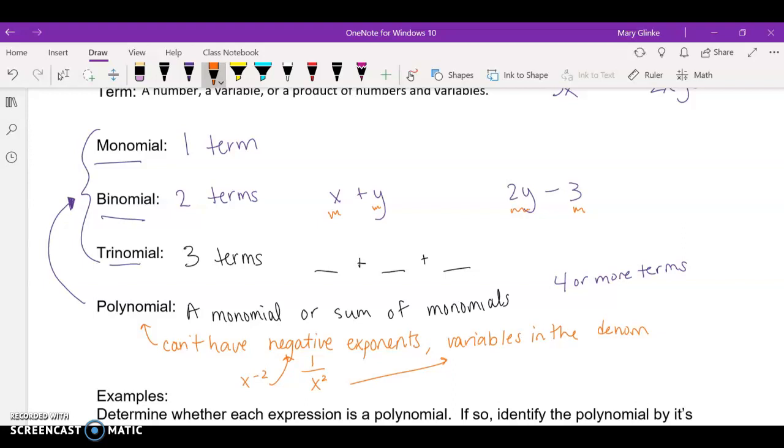In short, exponents have to be whole numbers. So you cannot have, for instance, x to the y or x to the 1/2. These are not polynomials because the exponents are not whole numbers.